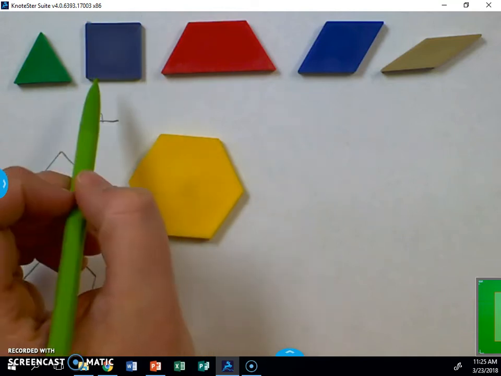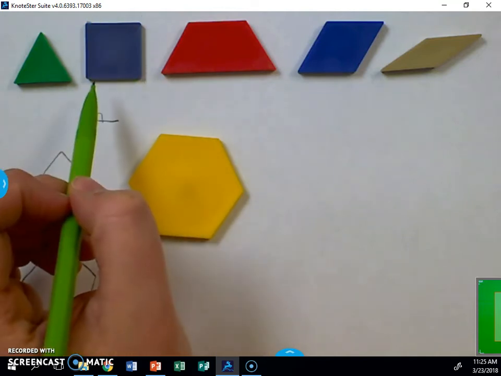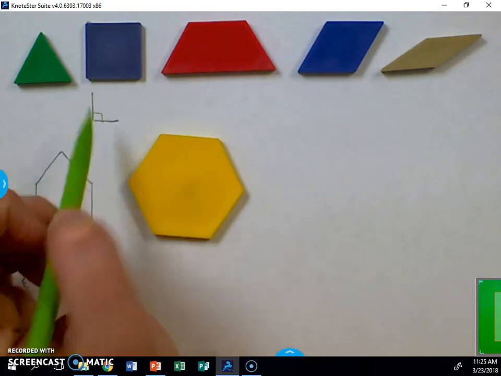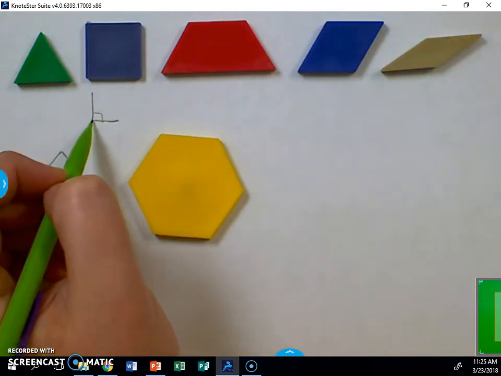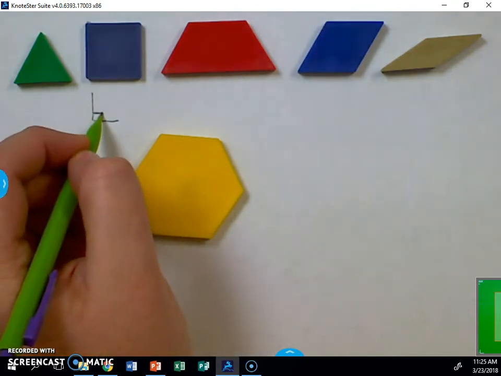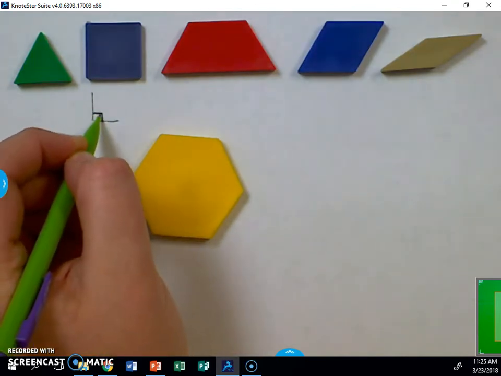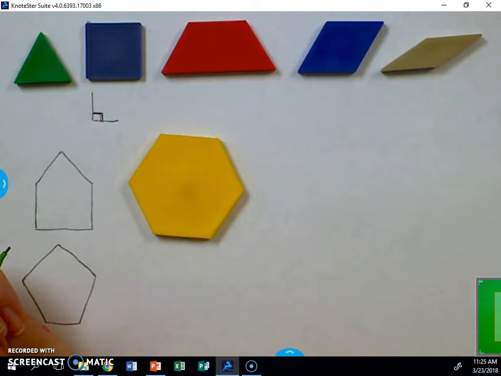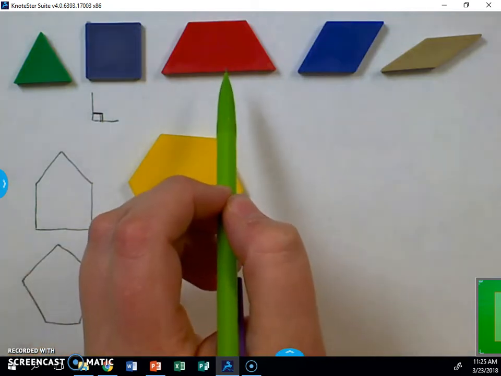A square is a shape that has 4 sides of equal length and 4 90-degree corners. A 90-degree corner is right here, or a 90-degree angle. It's where both lines can make a square corner when they connect. The next shape is a trapezoid.